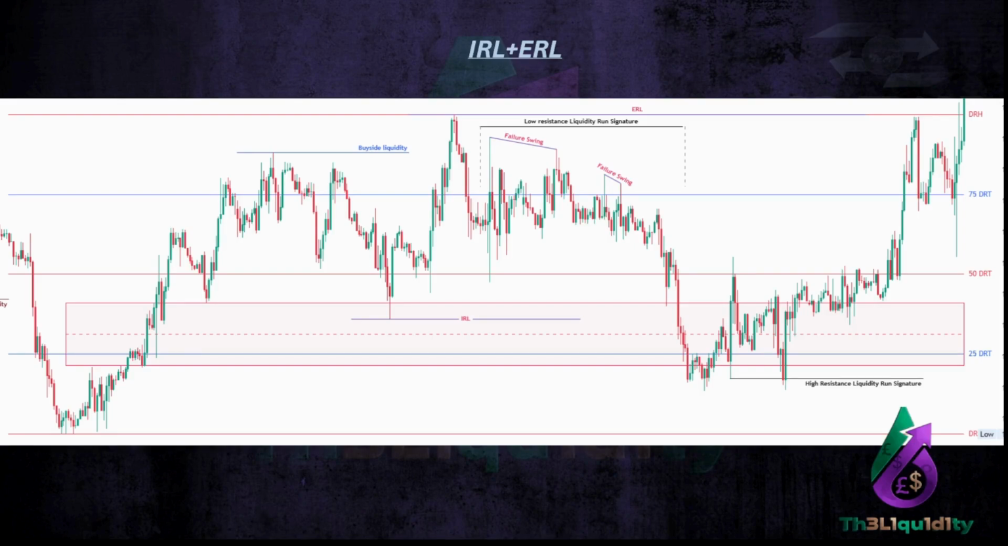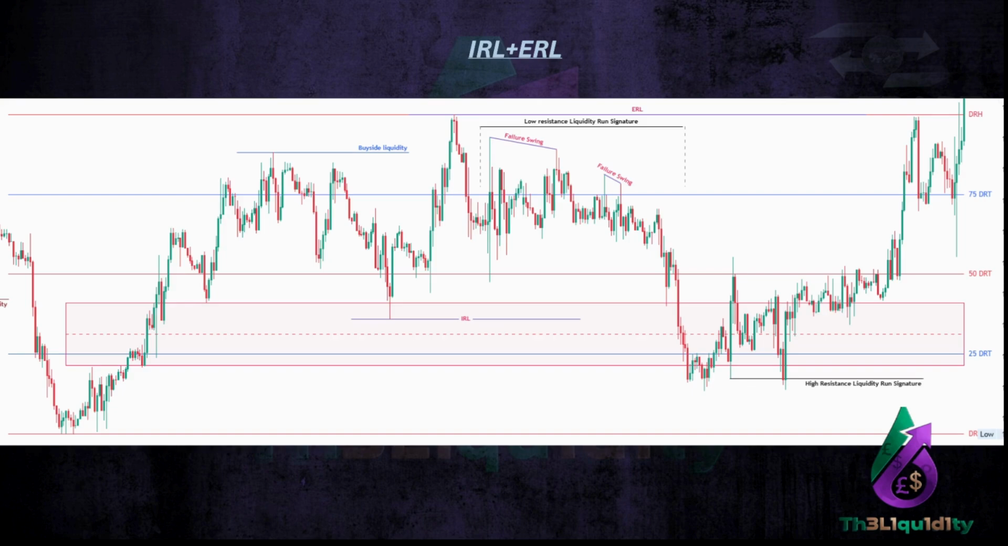Again, just to solidify our understanding of low resistance liquidity run signatures as well as high resistance liquidity run signatures, I have drilled down into our example we've had in earlier slides. If you recall the dealing range slide that I placed earlier in this lecture, I've taken that dealing range and drilled it down to the 1 hour chart. So we can see how we can accumulate all the knowledge we've learned in this lecture and place it in one example.